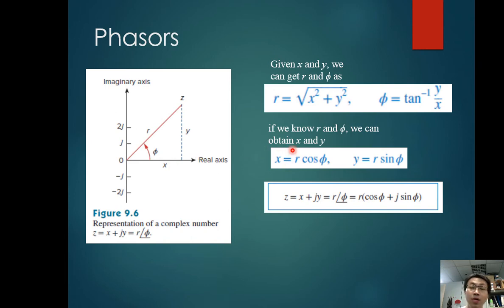If we know r and phi, we can also find our x value. For example, if I know my r, I know my phi, and I want to find my x, just r times cos phi becomes my x. Or r times sin phi becomes my y. So in conclusion, z equals x plus jy, or equals r angle phi, or equals r times cos phi plus j sin phi.